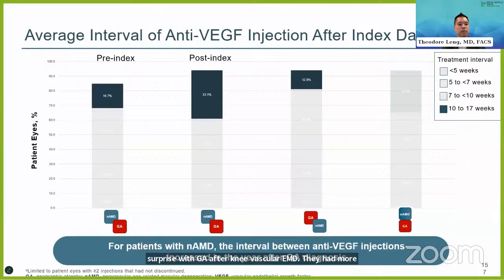After the index date, the proportion of those between 10 to 17 weeks increases, which makes sense since more time has passed and eyes have potentially been extended. In eyes with GA before AMD, we found a smaller proportion of eyes in the 10 to 17 week interval. This could be due to less follow-up time for this cohort, more discontinuation, or possibly more aggressive lesions.